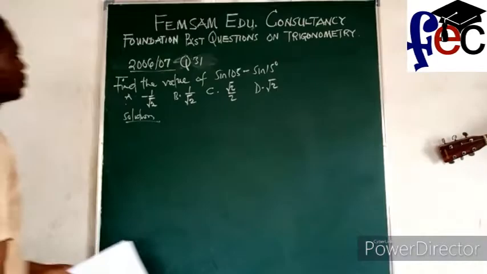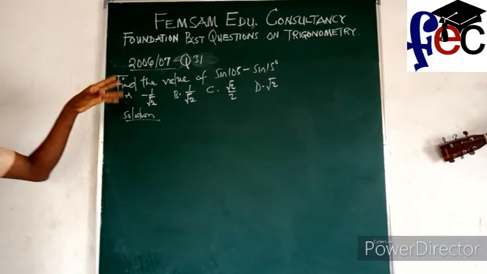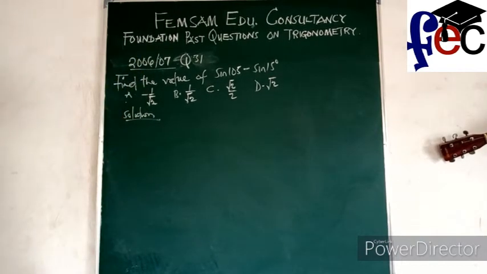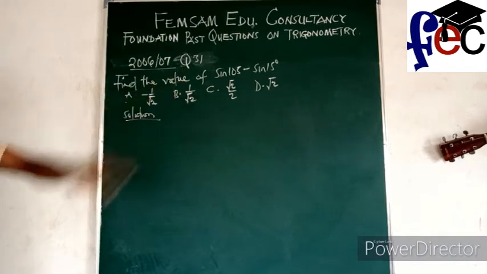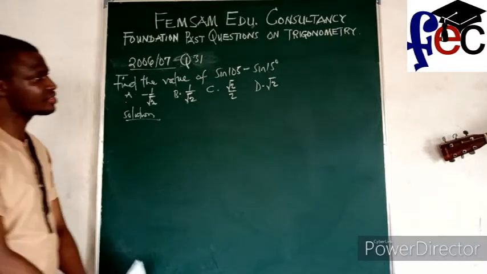Okay. So this is the last question on trigonometry in the year 2006/7. So question 31. It says find the value of sine 105 minus sine 15.